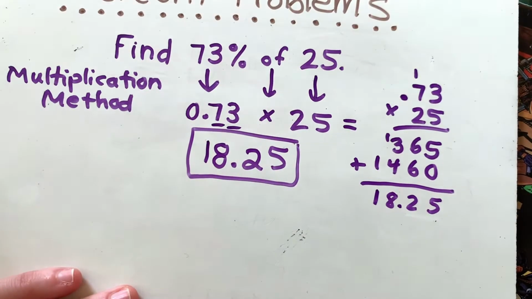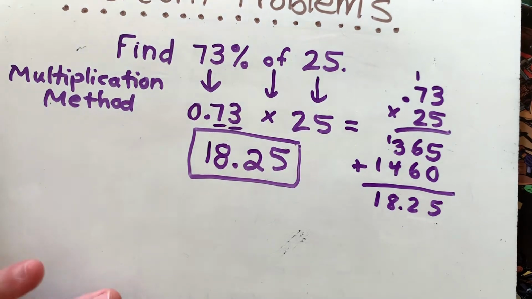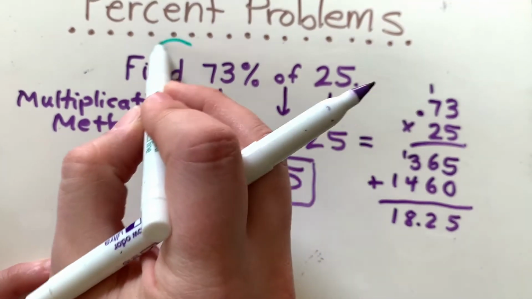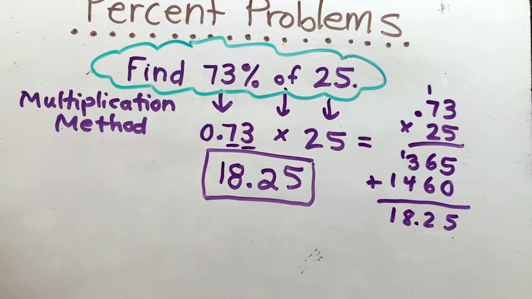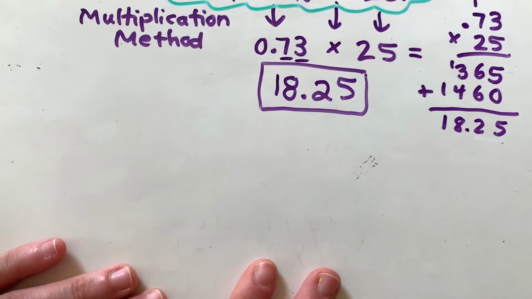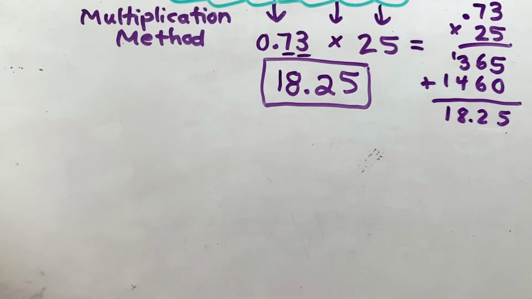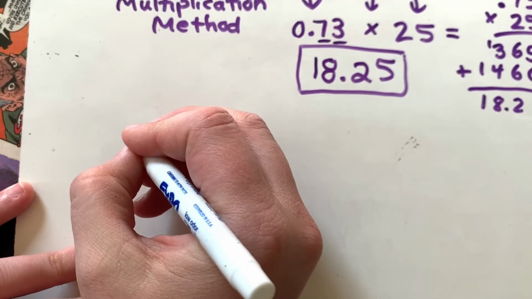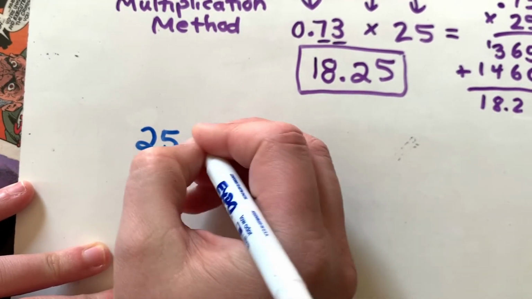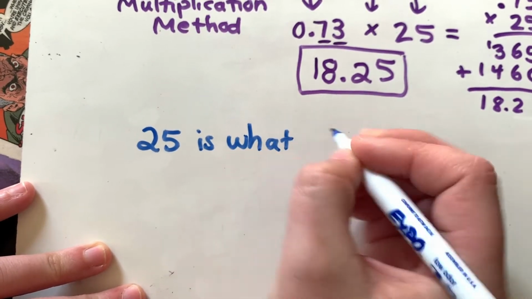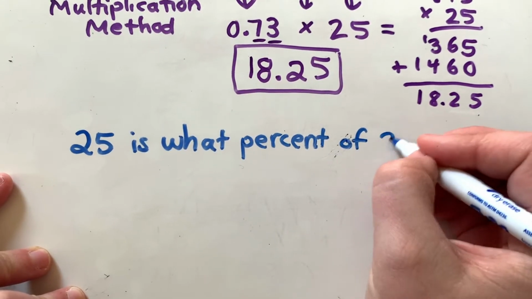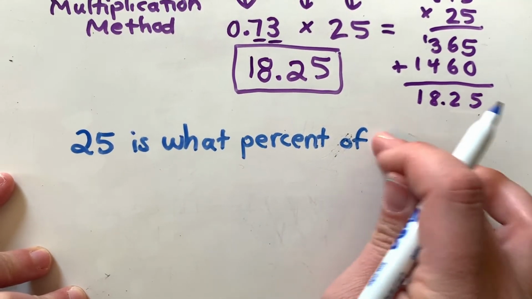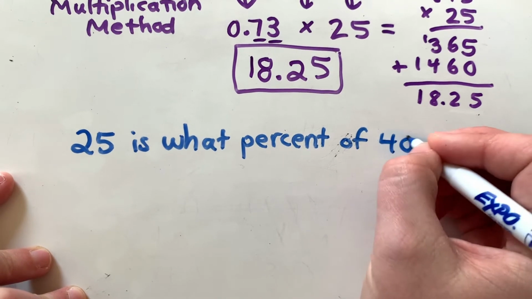Okay, so that's the easiest way to solve percent problems that look like this, where you have to find the percent of a value. All right, so let's move on to a different type of percent problem where you're actually not given the percent. So these problems look like this. 25 is what percent of, well, actually, let's make it a bigger number, 25 is what percent of 400.